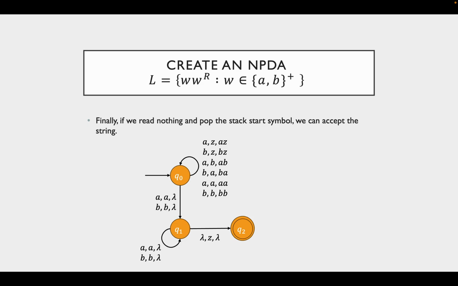Finally, if we read nothing and pop the stack start symbol, we can accept the string. That is, we've consumed the input. Now the only thing on the stack is the stack start symbol, and we push nothing onto the stack. That means we've read and consumed the entire input. There were an equal number of A's as there were B's. Nope, this is a different example. There was a word that we read, and then we read the reverse of that word, and now we have consumed the entire input string, and we have pushed nothing onto it, and we're done.